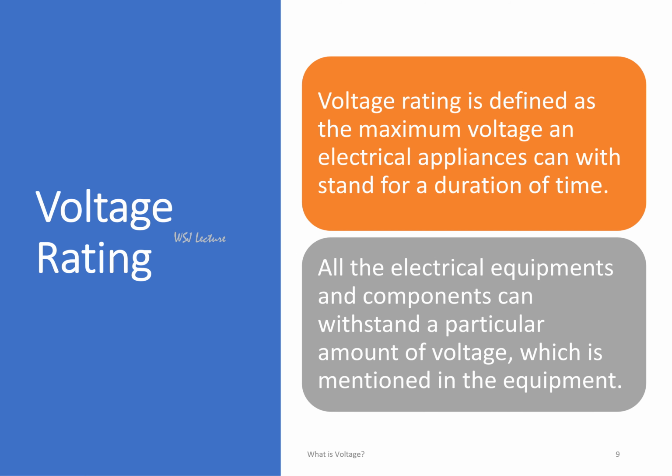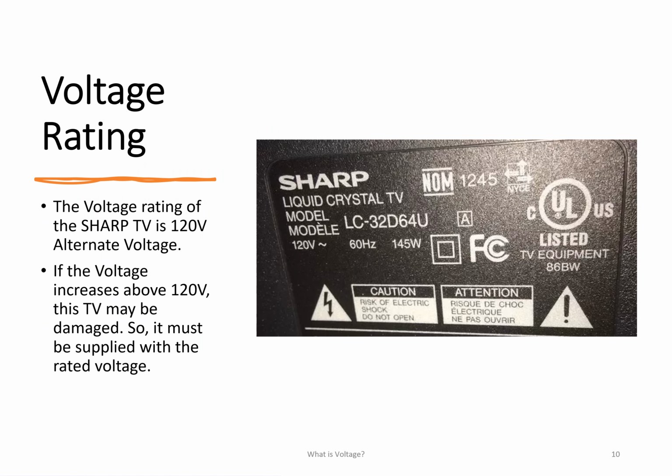Voltage rating. Voltage rating is defined as the maximum voltage an electrical appliance can withstand for a duration of time. All the electrical equipments and components can withstand a particular amount of voltage which is mentioned on the equipment. So this is an example for voltage rating.